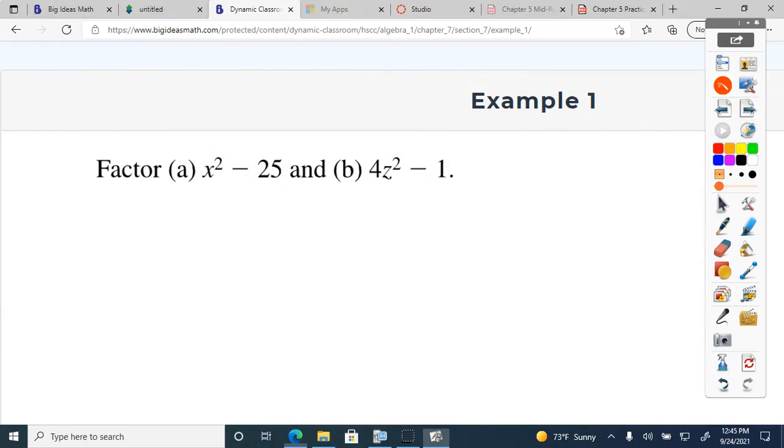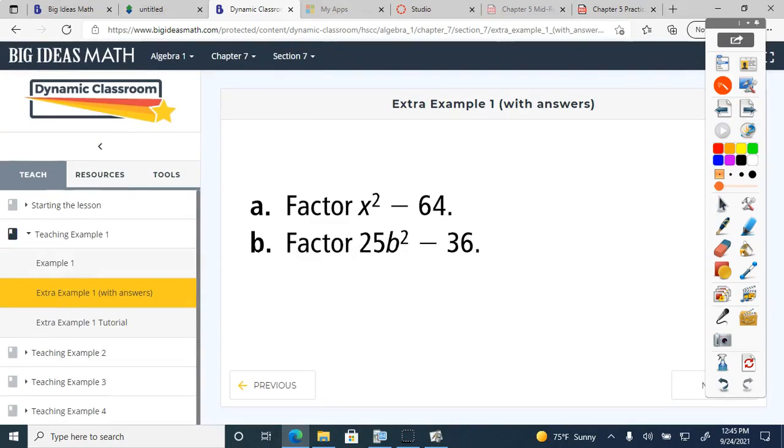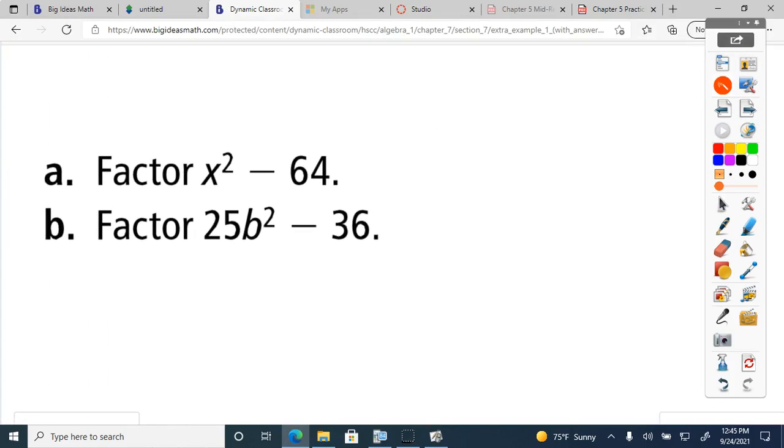Another example. Same type, just different ones here. Just to show you how easy this is.